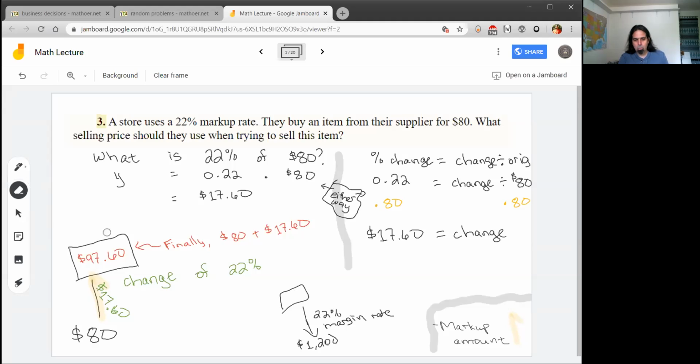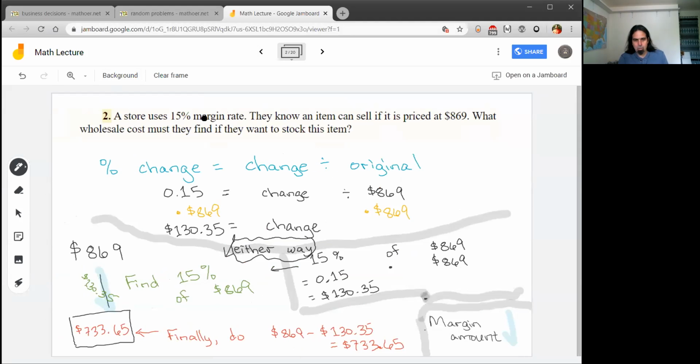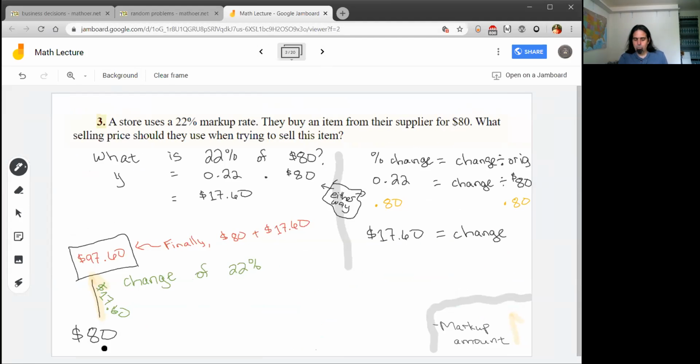So don't think too much about that. I don't want you to get confused, but just realize that these problems could be very tricky if people were rude and didn't give you the appropriate things, but they did. When we were using a margin rate, they gave us the top number. When they're using a markup rate, they gave you the bottom number. So everything went smoothly.